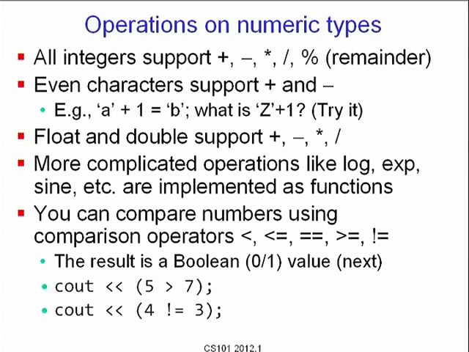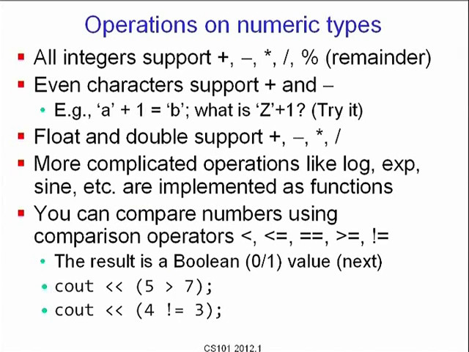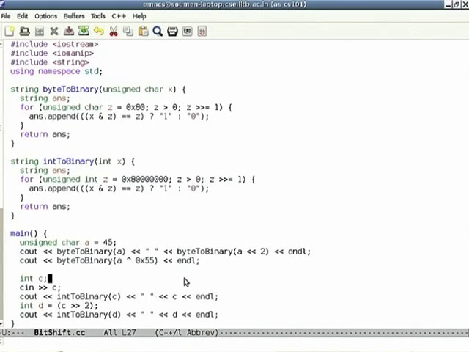Even the characters support plus and minus. Because characters are fundamentally integers, byte integers inside, you can also do basic arithmetic operations on them. It may not make sense to multiply characters in that sense, but in any system, quote A plus 1 is quote B. But what is quote Z plus 1? So let's try this.